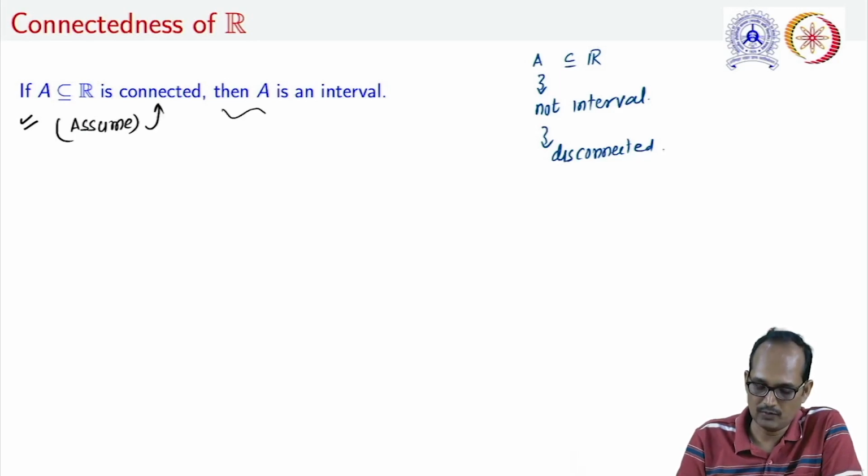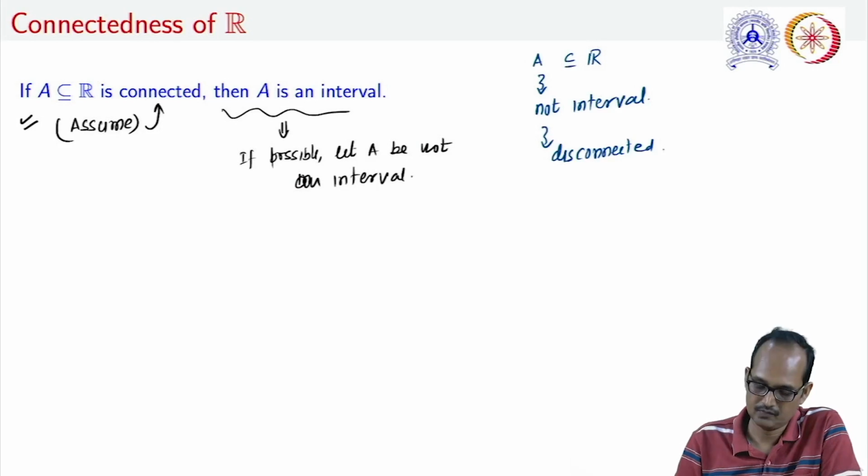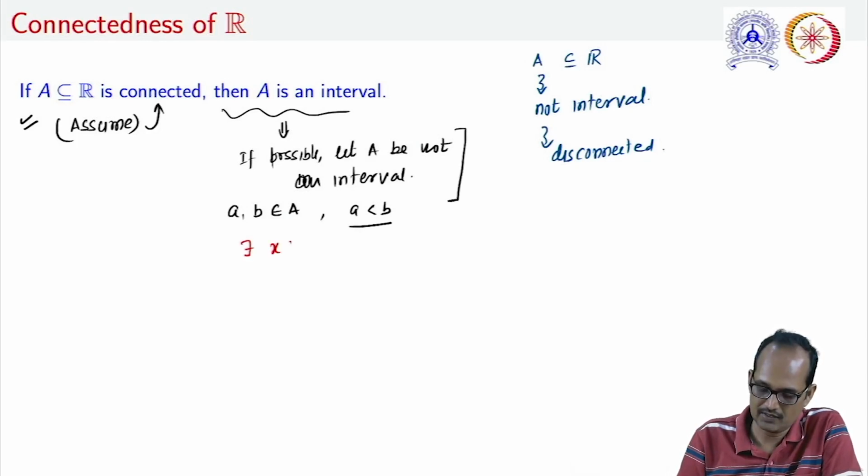Now let us assume, if possible, that A is not an interval. Also take two real numbers a and b in A and assume that a is less than b. Because A is not an interval, we can say that there exists a real number x such that a is less than x less than b, and note that x is not a member of A.